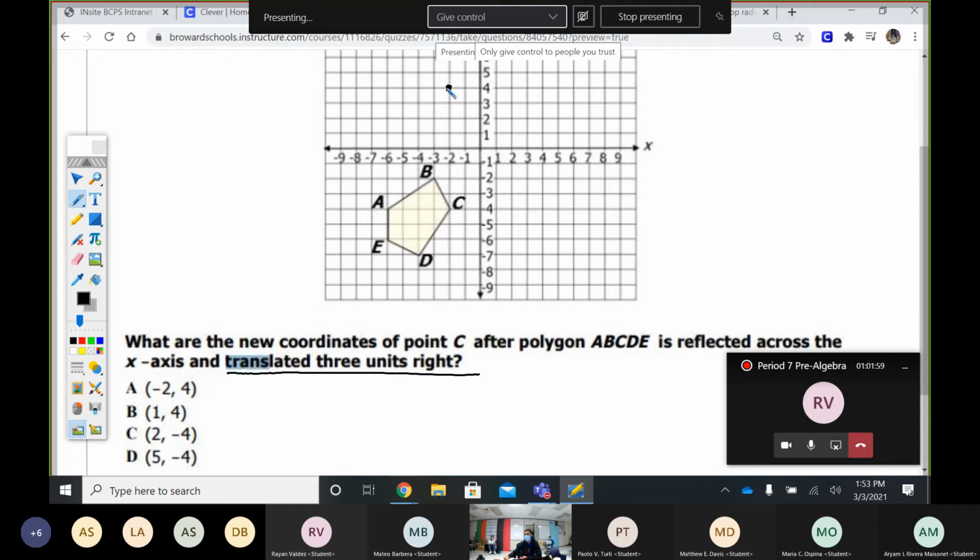And then it says you have to go 3 units to the right. So 1, 2, 3. What coordinate is this? 1 comma 4. Got it.